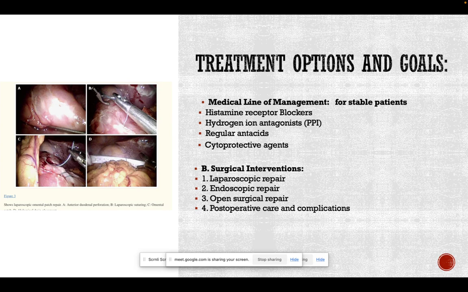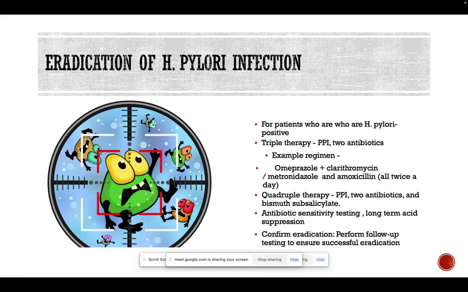The surgical interventions in increasing order of severity go as endoscopic repair, laparoscopic repair, surgical repair, and post-operative care. The eradication of H. pylori is the main treatment which is nowadays done for duodenal ulcers. The patients who tested positive for H. pylori are given the eradication therapy.